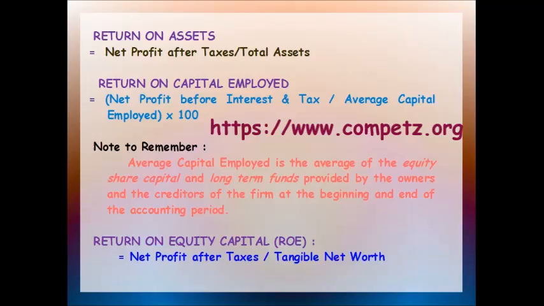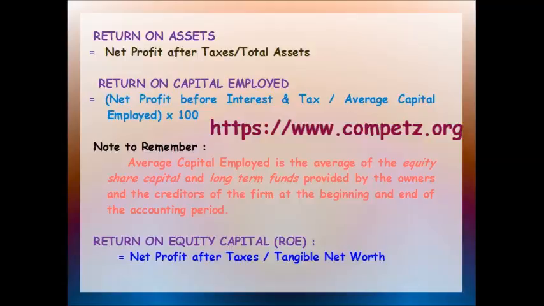Next ratio comes your return on assets. On assets, how much is the return? The formula to be computed is net profit after tax. What is the net profit you are getting after deducting tax, divided by your total assets.